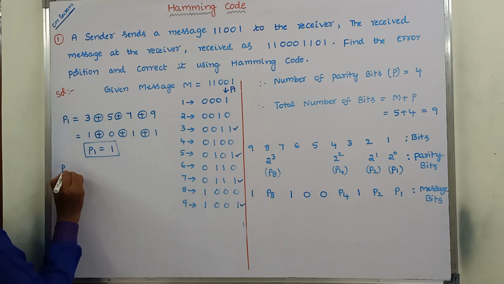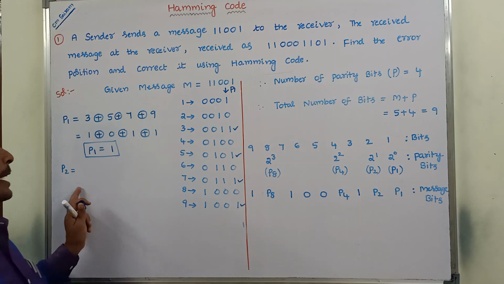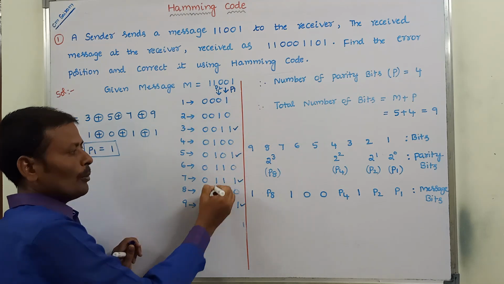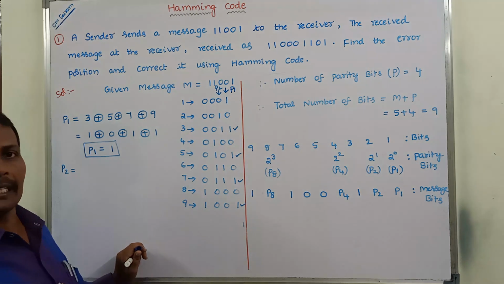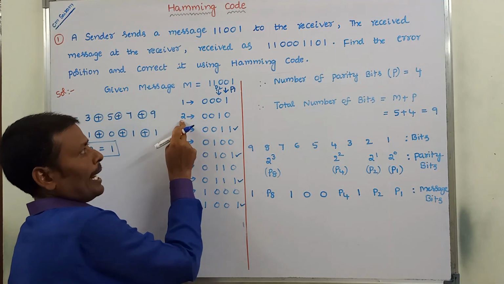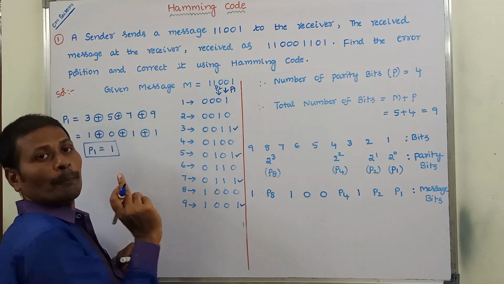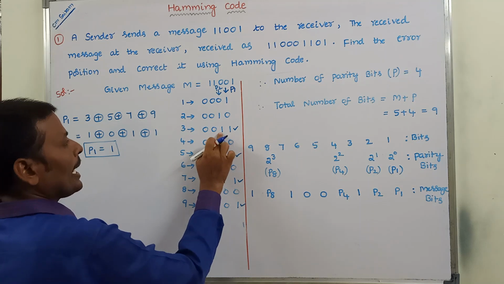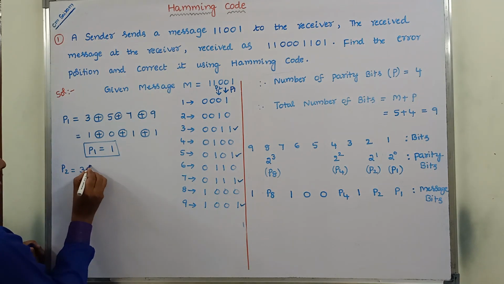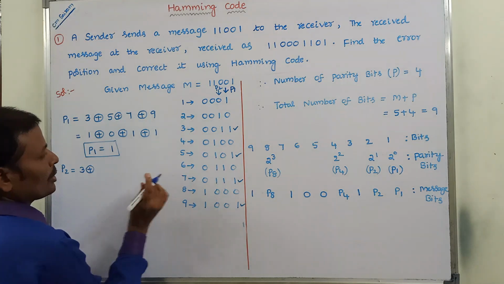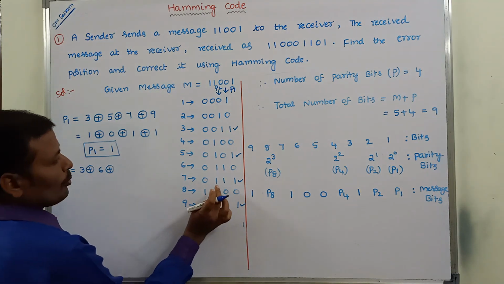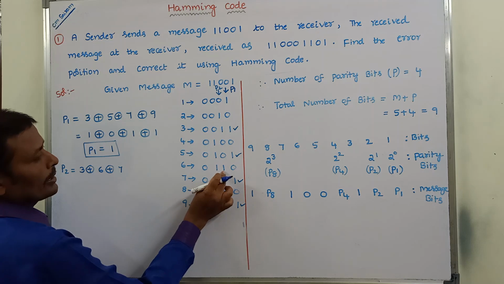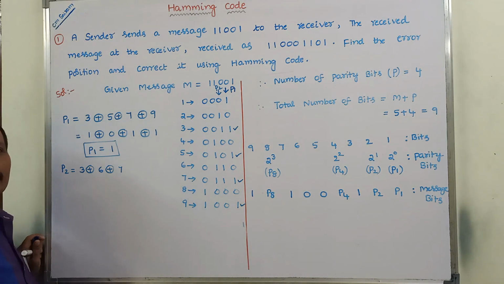Next, we have to calculate the P2 value. For calculating the P2 value, we have to consider this column. In this column, only ones are considered. The first one is at the second position, but since we are calculating P2, this one cannot be considered. The next one is at the third position, the next at the sixth position, and the next at the seventh position. So three ones: the third, sixth, and seventh positions.